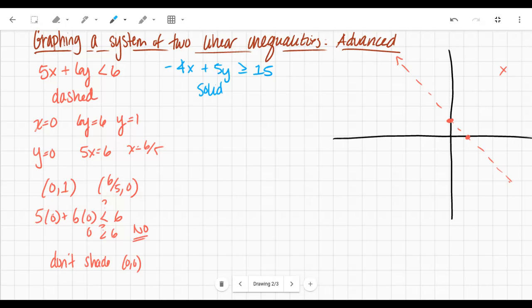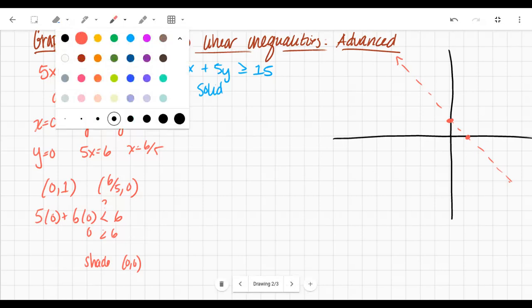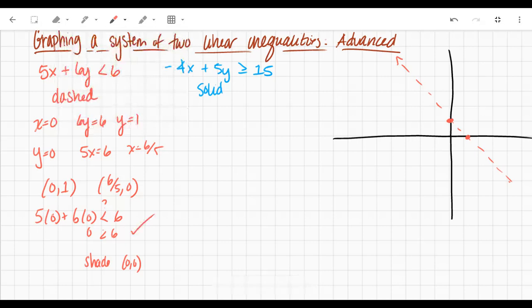Oh, did I just mess that up? Hold on. Oh my goodness. Okay, I'm going to blame it on being sick. Okay, 0 is less than 6. So we do shade 0, 0. Oh my gosh, I can't believe it. 0 is less than 6. Yes, so shade 0, 0. So we would shade below it there.